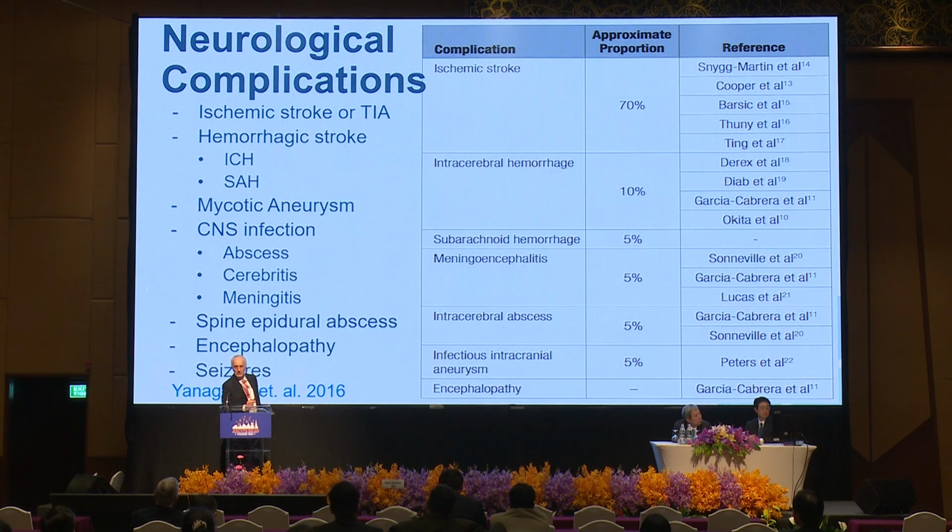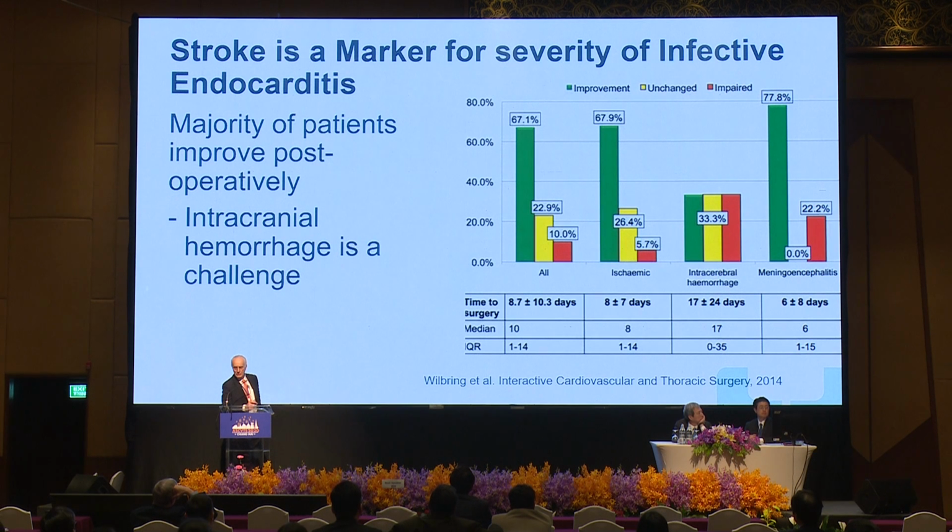center paper, which is a review paper on neurological complications, and you can see that most of these complications are ischemic stroke. Intracerebral hemorrhage is about 10%, subarachnoid hemorrhage 5%, meningoencephalitis 5%, and some abscesses and some infectious intracranial aneurysm. And I will talk a little bit about most of these.